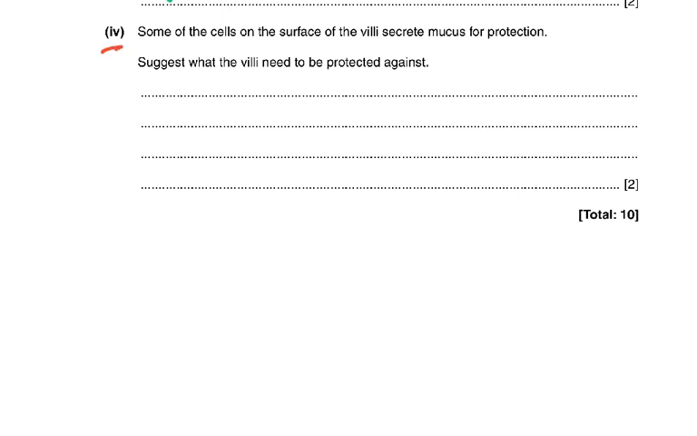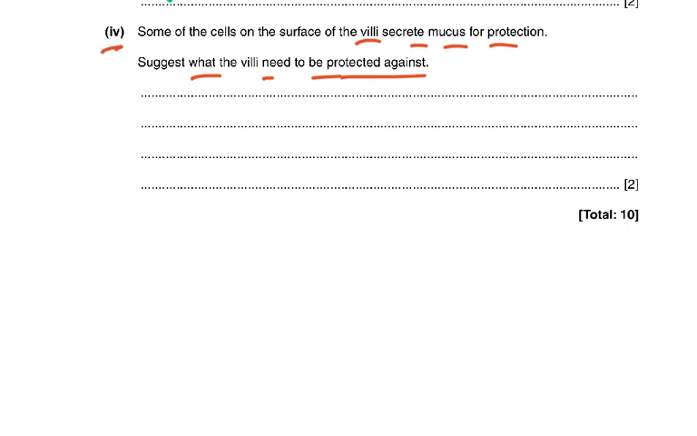The last part: some of the cells on the surface of the villi secrete mucus for protection. Suggest what the villi will need to be protected against. Enzymes. The enzymes will digest its own structure. The enzymes present will digest the cells of the wall of the intestines, enzymes like proteases and lipases. It also protects against the acid coming in from the stomach. A lot of acid comes from the stomach into the small intestine.